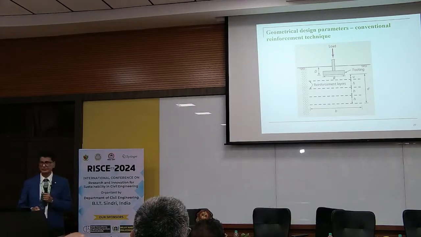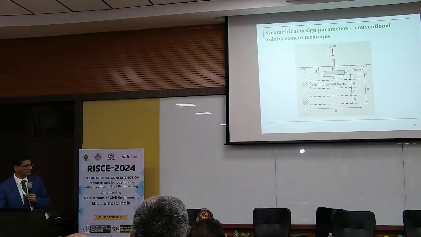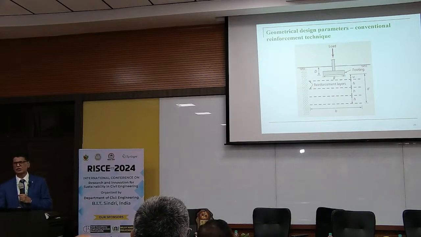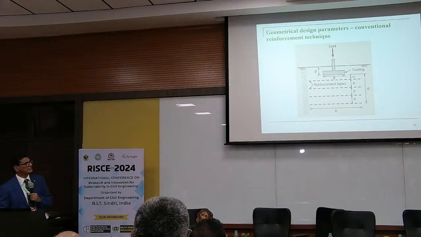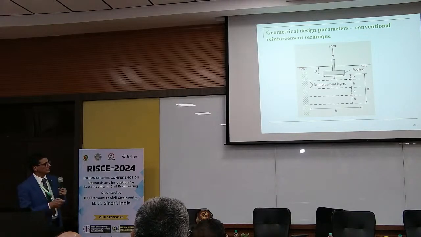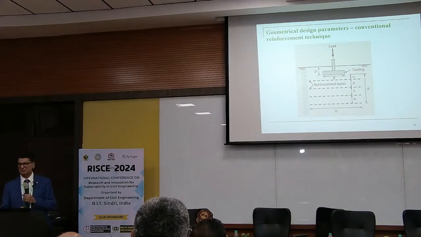You can see the embedment depth is D, and the first layer should be below U, which is typically 0.25 to 0.35 B. The spacing, a small h, is again 0.2 B to 0.4 B. In a similar way, the width can be even 3B to 6B in some cases, and the maximum depth of reinforcement, a small d, can be, let us say, B to 1.5 B.